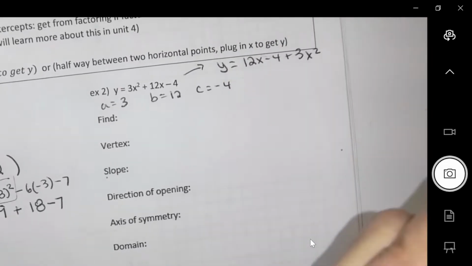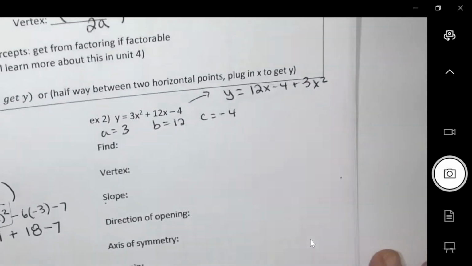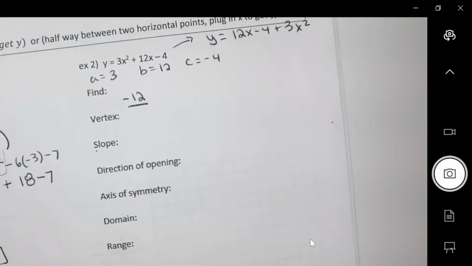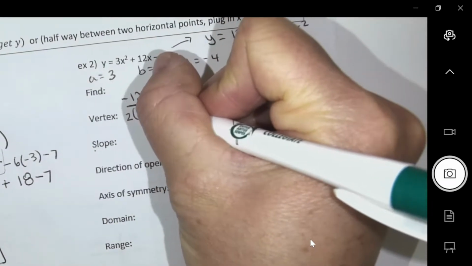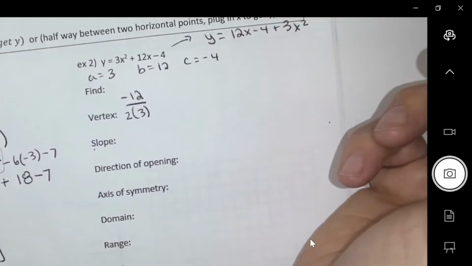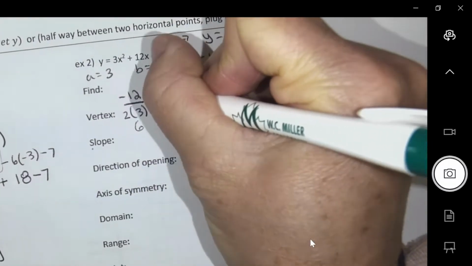Okay, vertex. So we're using that little formula, -b over 2a. So -12 over, so I did the opposite there. If we have a +12, I do -12 over 2 times 3. Again, if you're typing in your calculator, you have to put divide brackets, but I'm very confident you can do this in your head. What's the bottom worth? What's 2 times 3? 6. What's -12 divided by 6? -2.